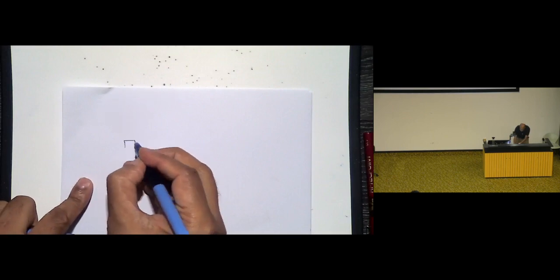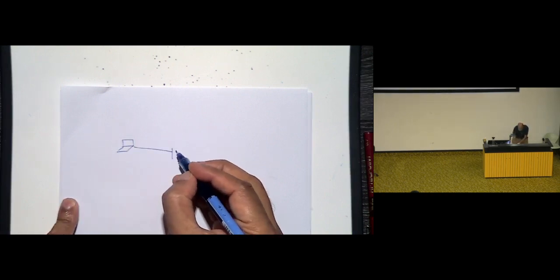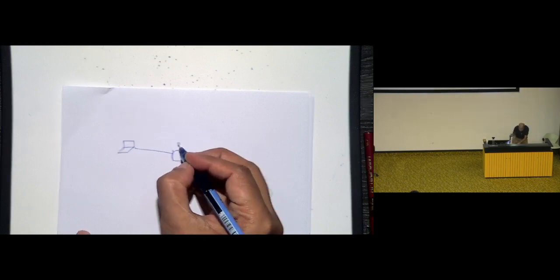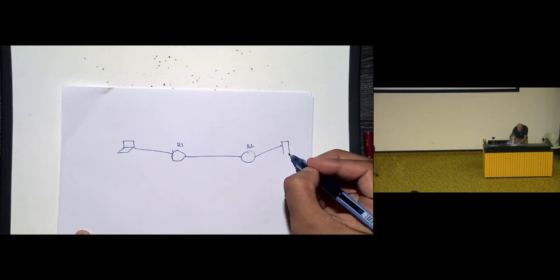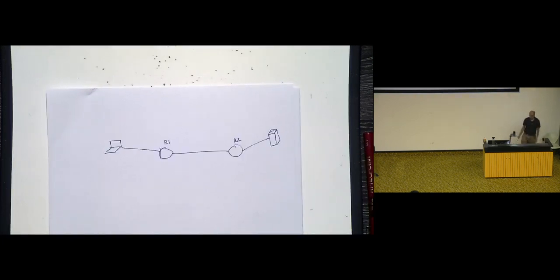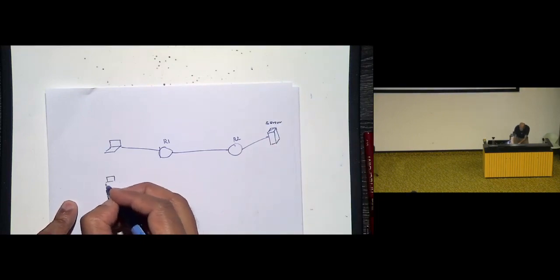So let's say this is my laptop, right? And let's say I have a wire connecting me to a router. So this is a router, and maybe this is connected to another router, and maybe this is the server that I want to go to. And maybe this is somebody else. They're also connected here. Okay.